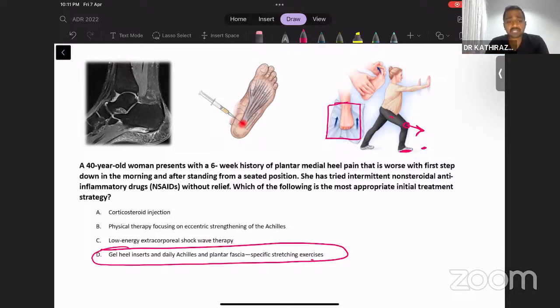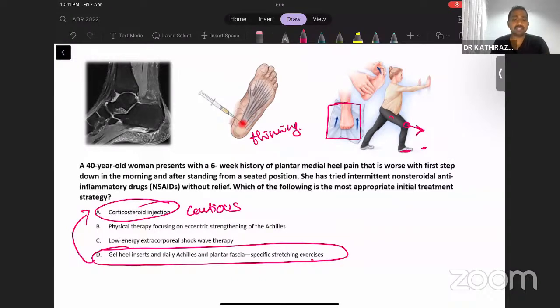Okay, the question also asks you to put a corticosteroid injection. You can put, but only after this. Even then, I would think you need to be cautious. Why? Because corticosteroid causes thinning. Once there is a thinning of the tendon, it can cause rupture of the fascia, the plantar fascia, or a tear of the plantar fascia. So that is a problem with the steroid injection.